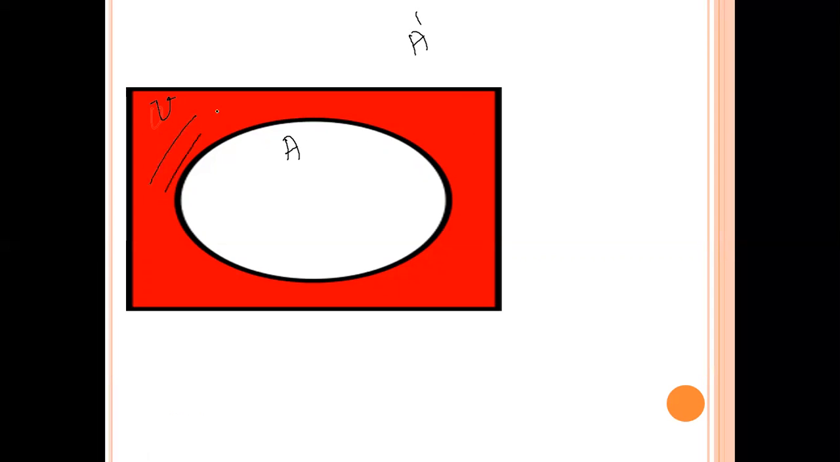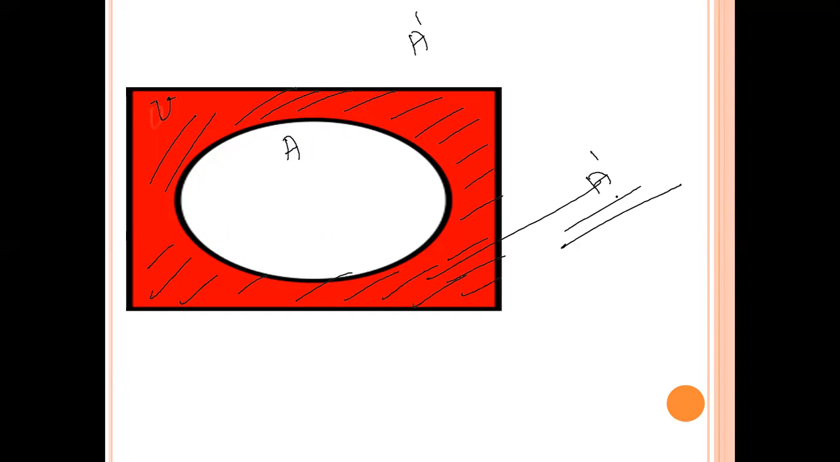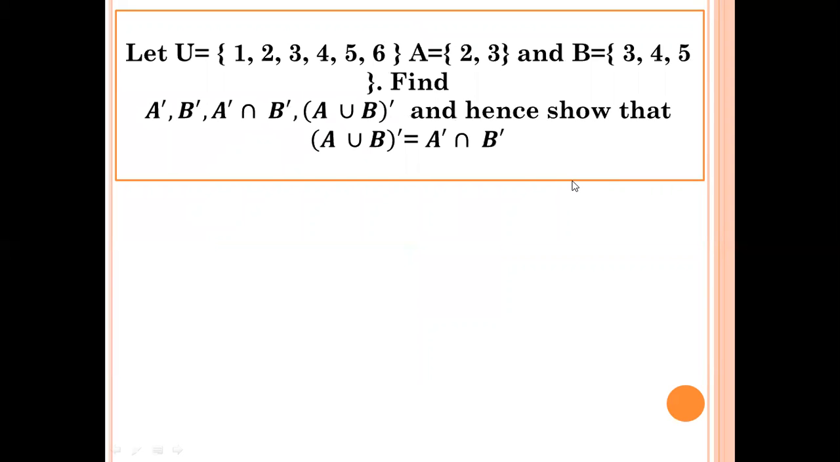So this is your A dash, because you are subtracting A from U, which means you are writing only those elements in U which are not in A. The colored part is A dash. Hope the Venn diagram part is clear, students. So we'll see some examples so that the definition we have studied becomes clear for you.